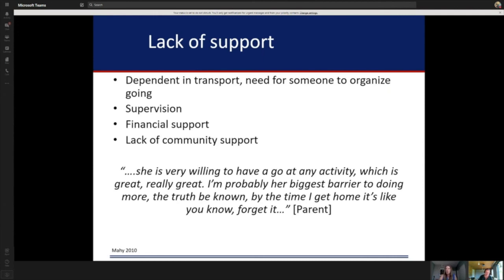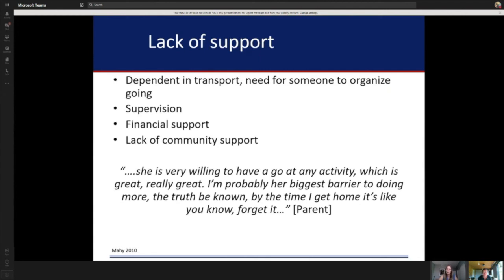Financial support can be a big part. If only one person is the provider in the family, and that person is already struggling to make ends meet and to provide the regular programs, it might be a barrier.